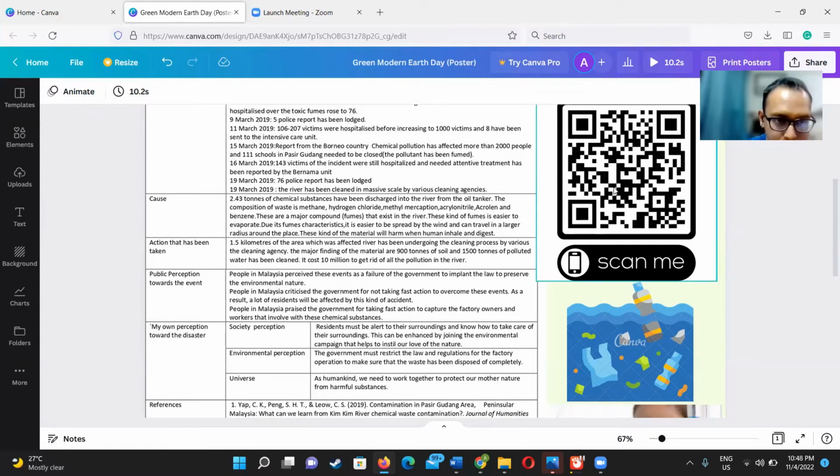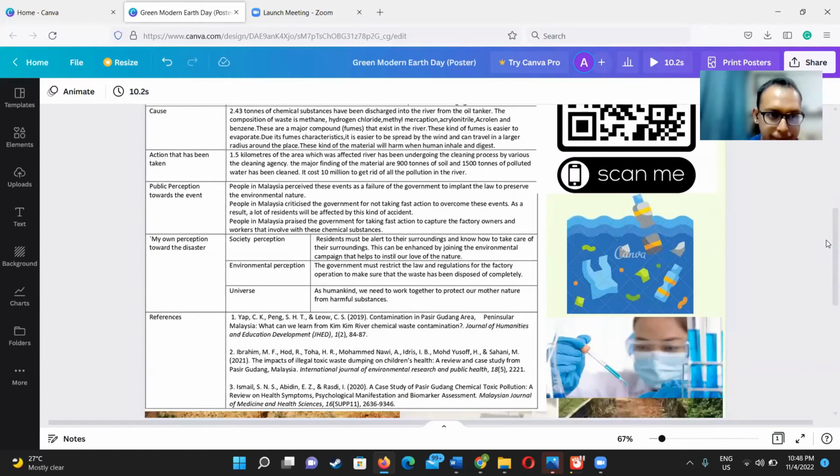Next is the action that has been taken. So 1.5 kilometers of the affected area underwent the cleaning process by various cleaning agencies. The major finding is that 900 tons of soil and 1,500 tons of water were cleansed. It cost nearly 10 million ringgit Malaysia.